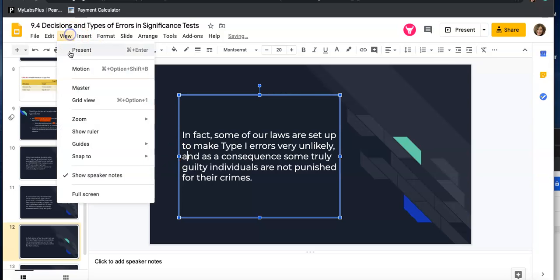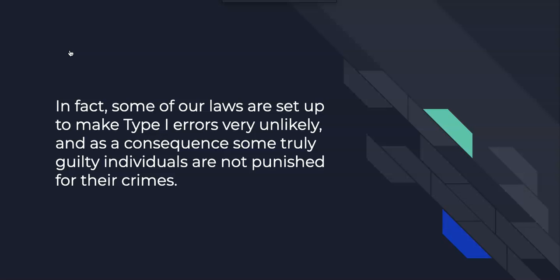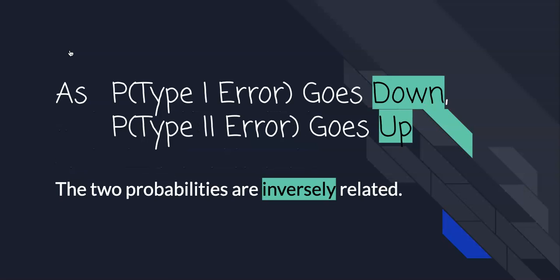And as a consequence, some truly guilty individuals are not punished for their crimes. And don't we see that very often? I mean, we know that he did it, but he goes free, because our laws are set up so that it's difficult for us to send an innocent person to jail. Because, as you know, these are going to be inversely proportional. And we'll talk about that here.